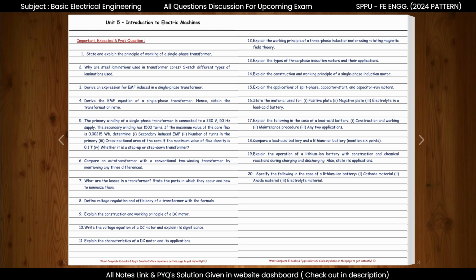Both are very important for evaluating the performance of a transformer.